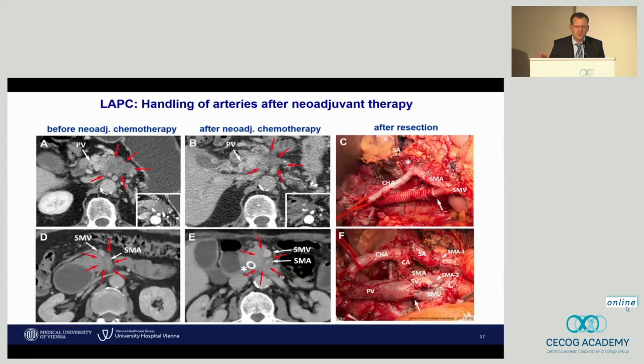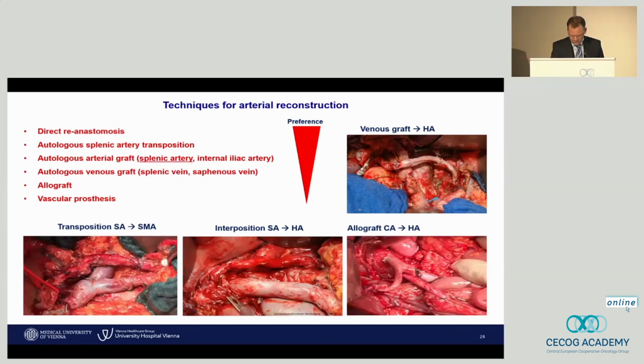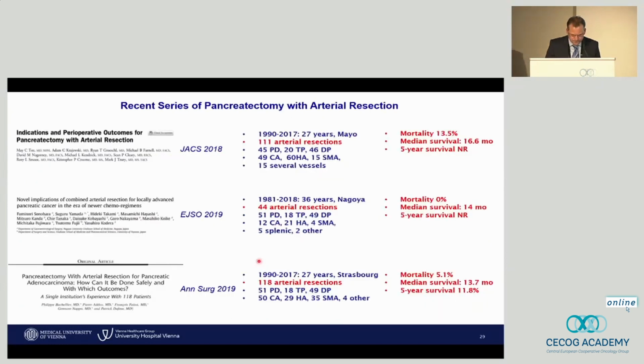Historically, arterial resections were associated with a very high mortality and are therefore feared even by experienced surgeons. There are different techniques for arterial reconstruction. I won't go into this in detail. These were until recently the largest series of arterial resections in pancreatic cancer, collected over 27 or even 36 years, up to 180 arterial resections. Mortality between 0%, I think this is difficult to reproduce, and 13%, but the median survival was poor, 15 months, and 5-year survival was only reported in one study with 12%. But this was collected over 36 years.